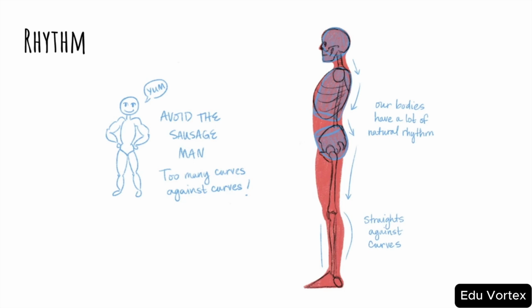One thing you want to avoid is drawing what I like to call the sausage man, which is what happens when there's too many curves against curves. It just ends up sort of looking like the Michelin Man, which is fine if that's what you're going for, but usually that's not what you're going for, so yeah, straights against curves is how you will avoid that.